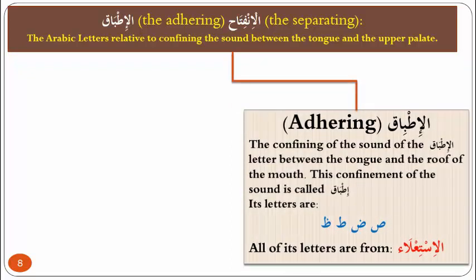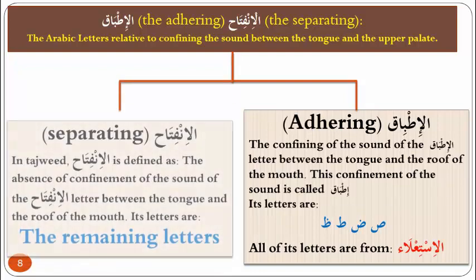We start by discussing al-itbaq, which is the confining of the sound of the itbaq letter between the tongue and the roof of the mouth. This confinement of the sound is called itbaq. Its letters are Sad, Dad, Ta, and Dha. All of its letters are from the letters of al-isti'la. All of the letters are musta'liyah. All of them are elevated. All four of these letters are elevated letters.